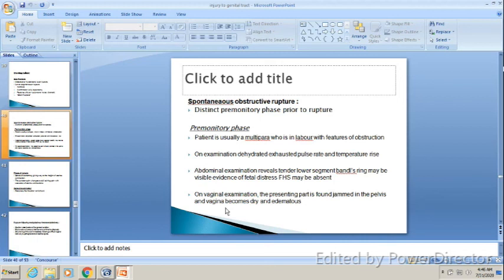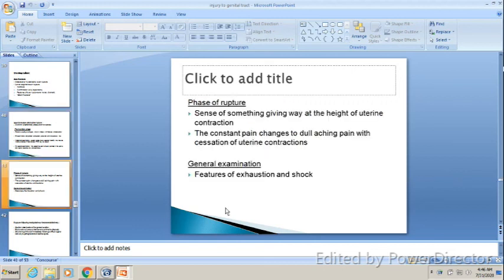What are the premonitory phases in these patients? They are usually multipara who are in labor with features of obstruction. The patient will be dehydrated, exhausted, tachycardia will be there, high temperature. On abdominal examination there is a tender lower segment, Bandl's ring will be there as I have told you in obstetrical labor. On PV examination there is a jammed presenting part, and the vaginal wall is edematous, dry and hot.